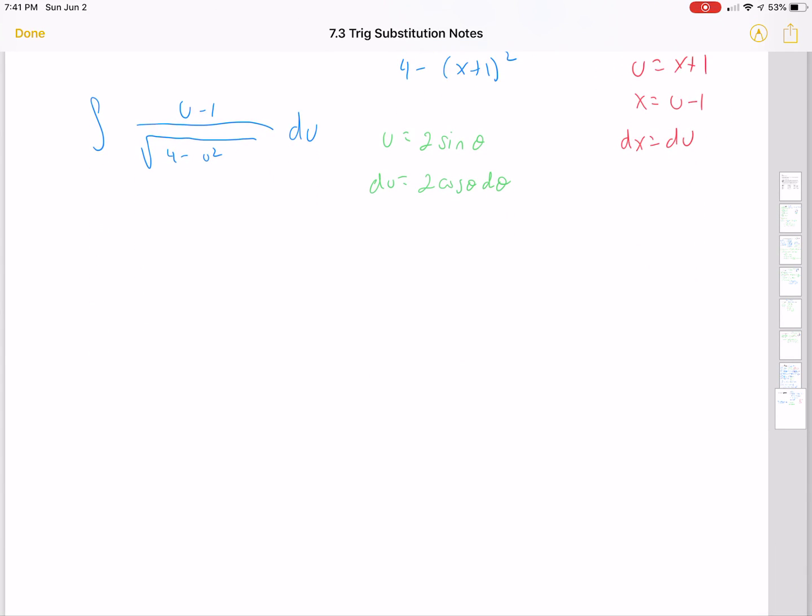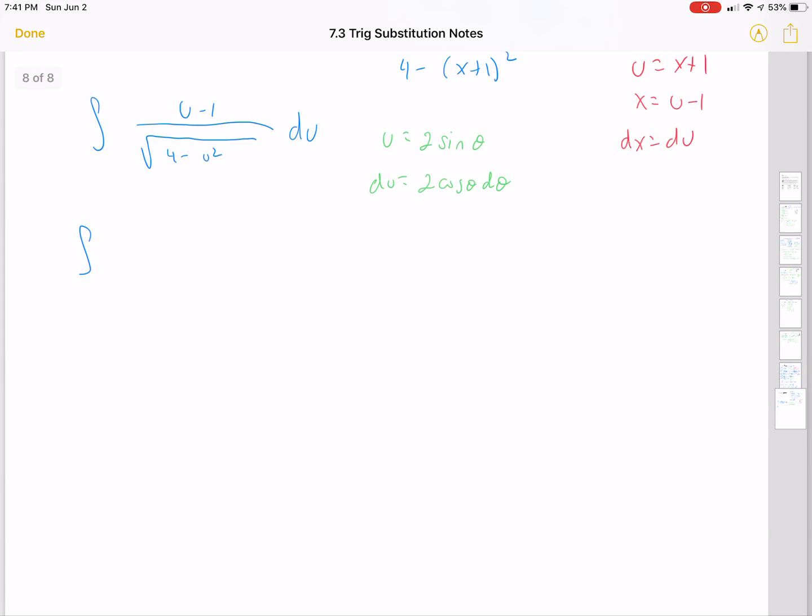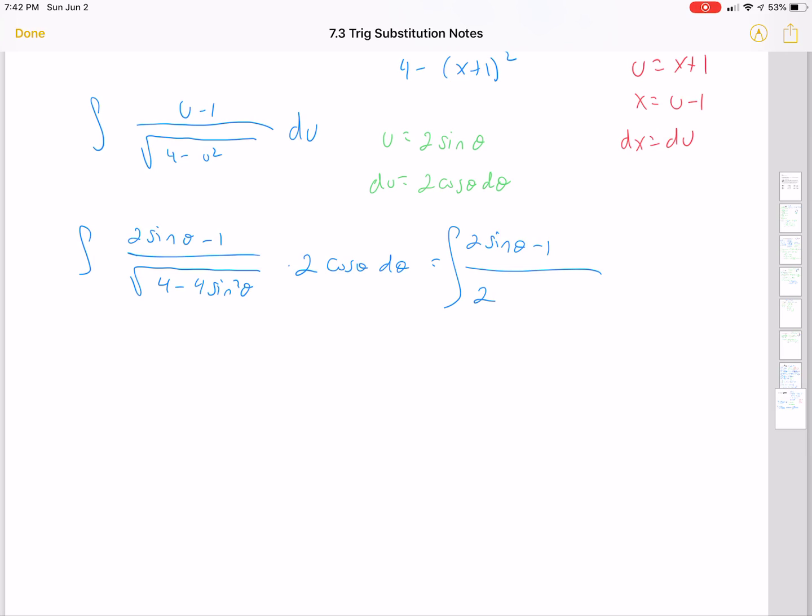Alright, so now let's see how that's going to help us. So on top here, u is 2 sine theta, so I'll have 2 sine theta minus 1 over square root of 4 minus squaring the u part is 4 sine squared theta, and du is 2 cosine theta d theta. Okay, let's simplify. So we got 2 sine theta minus 1, oops, forgot the integral, over. So we can factor the 4 out, square root the 4, we'll get a 2. We can change what's left under there to 1 minus sine squared, which is the same as cosine squared. Taking the square root of that gives you cosine theta.